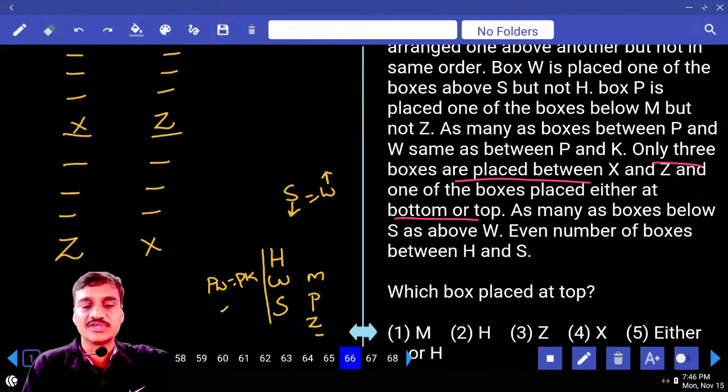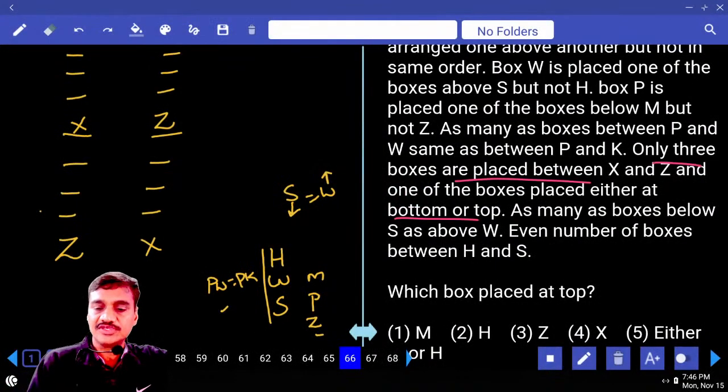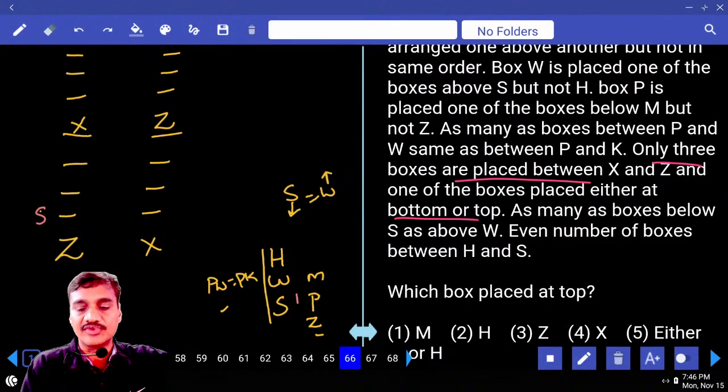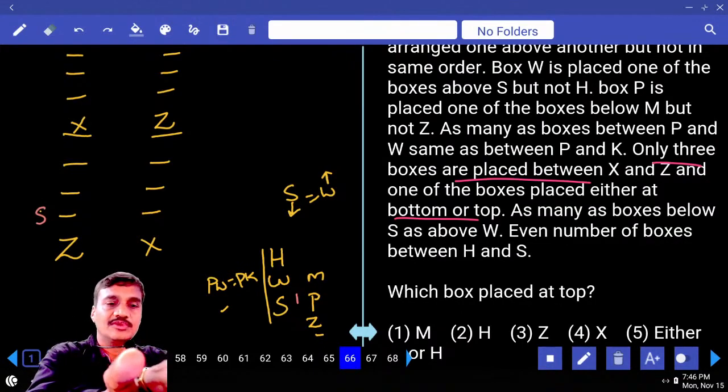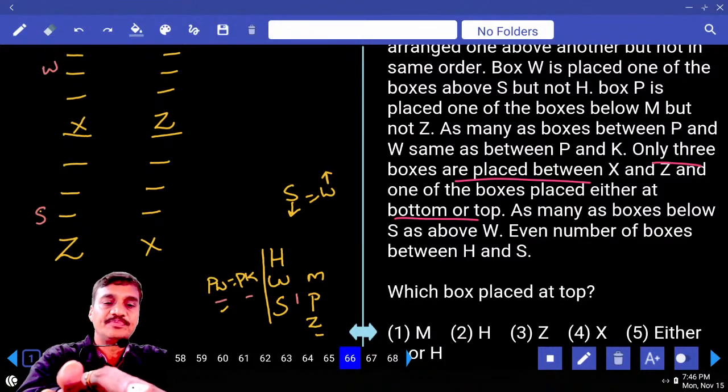Now what should be the position of this S? Where can S be? Can S be at this place? We are taking a possibility. Now if S is here, S is below this H and W. If we take S here, then what is the other possibility we have? W will be here. That is one such possibility. Isn't it? S and W. Now S and W, then P and W, P and K. The number of boxes between P and W should be equal to the number between P and K.